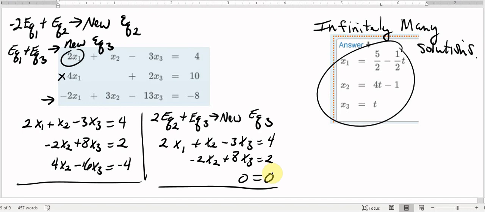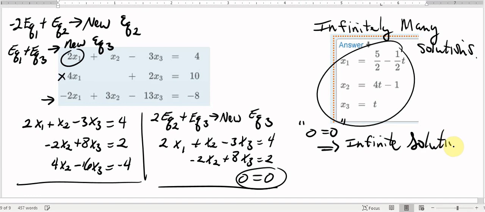So when you get 0 equal to 0, that means that you're going to have infinitely many solutions. So this 0 equal to 0 implies an infinite solution set.